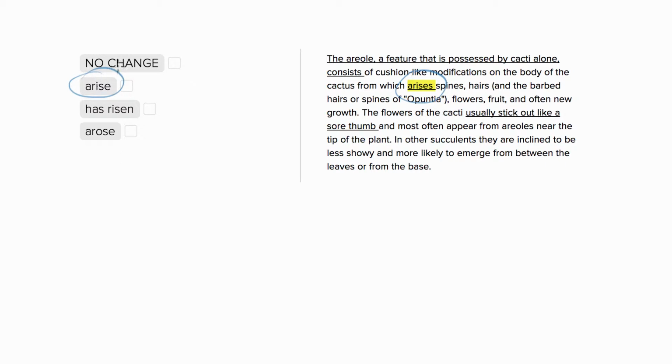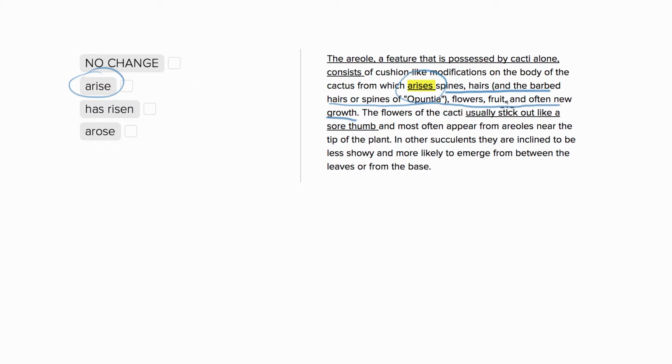Now the subject here is not necessarily easy to find, in particular because the subject is a compound subject and it's after the verb, both of which are uncommon. So it says from which arises, and then it lists the things that do the arising. So what arises? Well, it's spines, hairs, flowers, fruit, and new growth. It's a whole bunch of things.